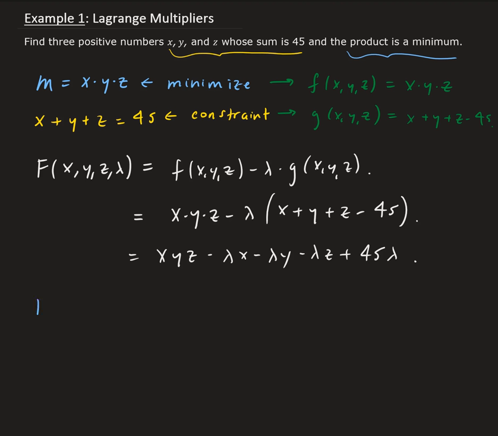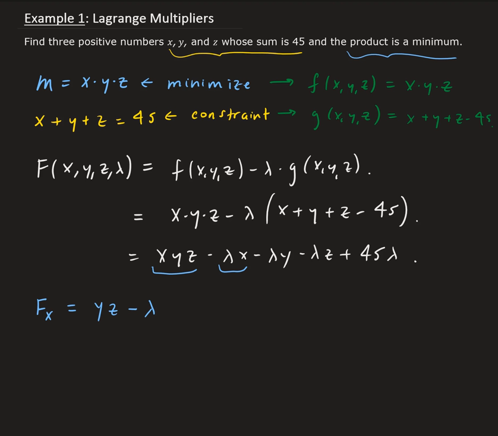We're going to take the partial with respect to x. That means all the other variables are treated as constants, and x will be treated as a variable. So that's going to be this part, we're looking at the terms with x. All the others will be zero because there are no x values in those. So we're going to get yz minus lambda.